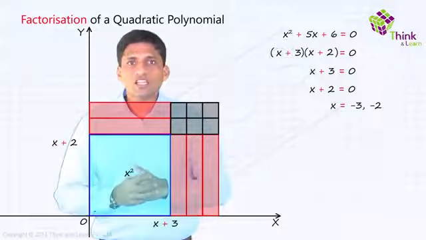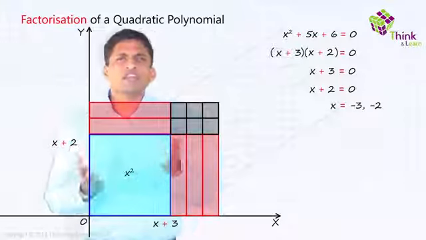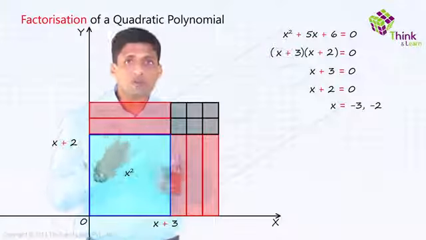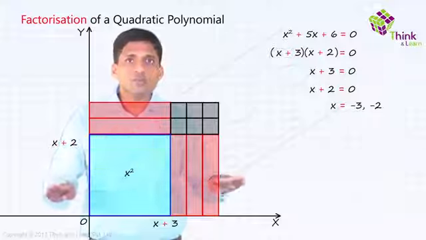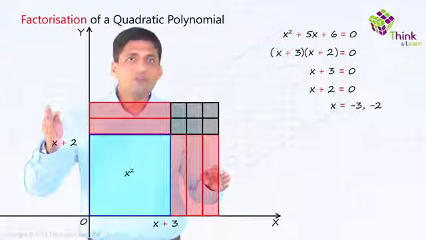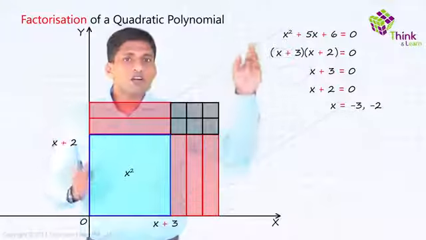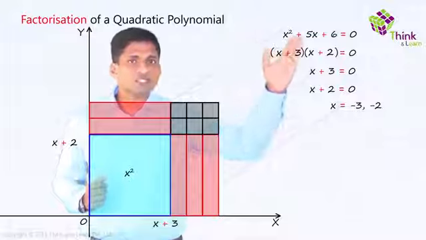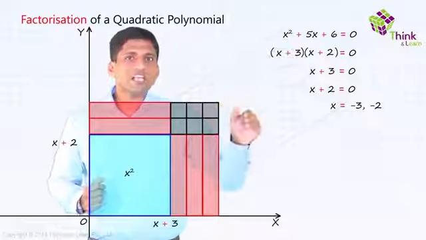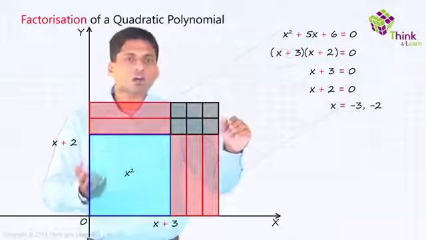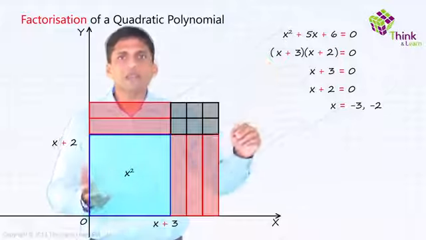So visualizing this is, again, going to be very easy. If you relate it with this diagram, now see this rectangle with length x plus 3 and breadth x plus 2. So when will it become 0? Here, x plus 3 is the length and x plus 2 is the breadth. You can either make the length 0 so that the rectangle area will become 0, or the breadth 0 so that again it will become 0.